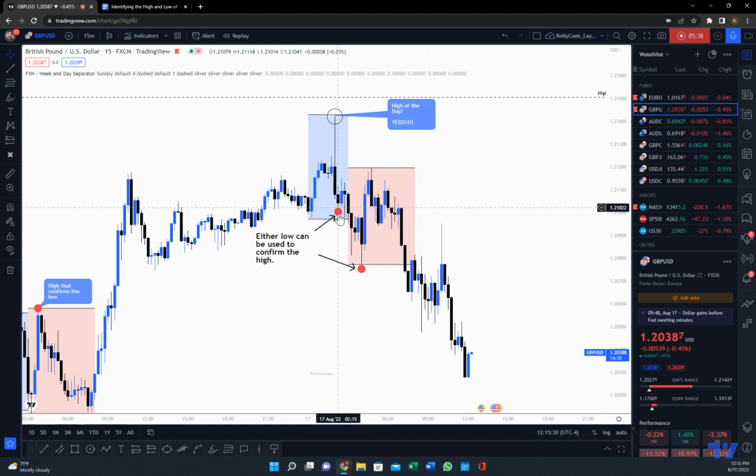Yes, if you said that we need to confirm this high by either one of these lows, then you're correct. And then what is the second thing in which we need? Yes, you're absolutely right. If you said a failure to go higher, right? So this was indeed the high of the day, right?